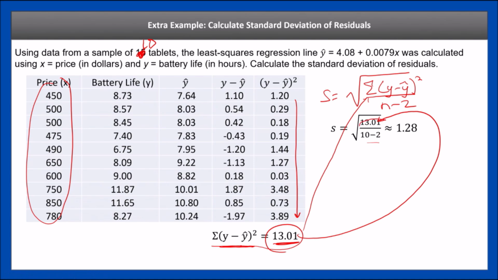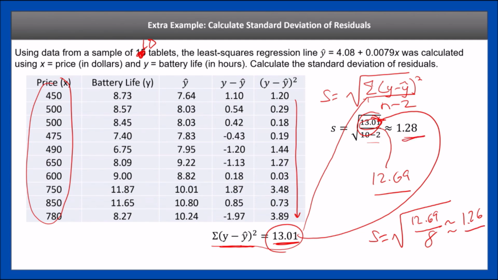Oh, so this should say 12.69, not 13.01. So I just want to verify that. This should say about 12.69 instead of 13.01. So it should be approximately 12.69 divided by 8. If I calculate that, I get approximately 1.26, which is not that far off from what I got there. But I did want to correct that, so I apologize for that.